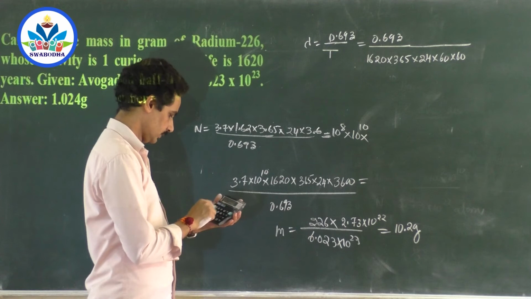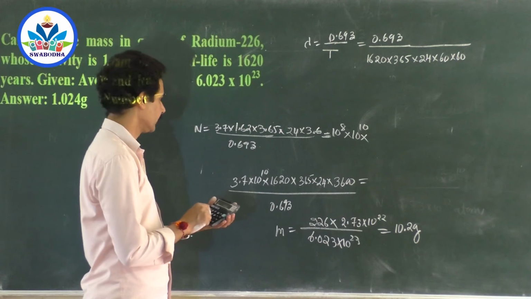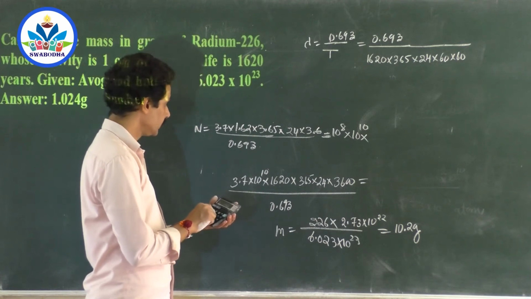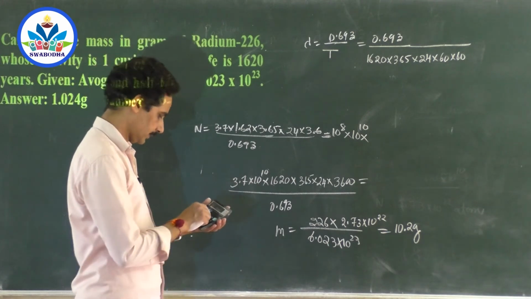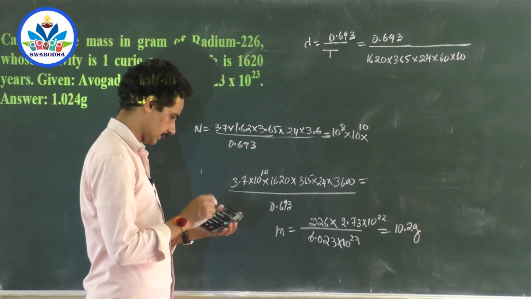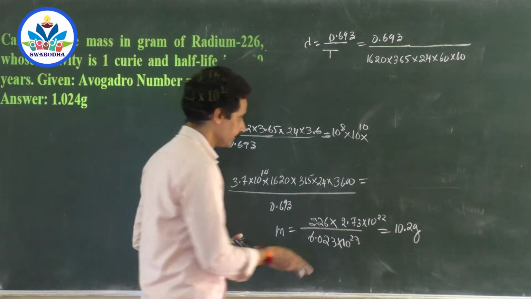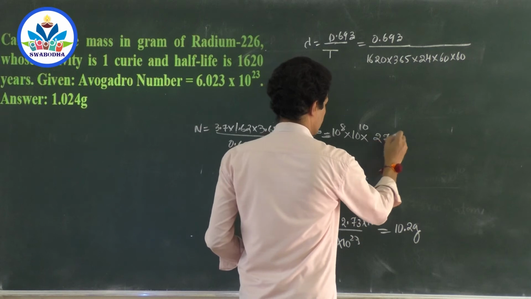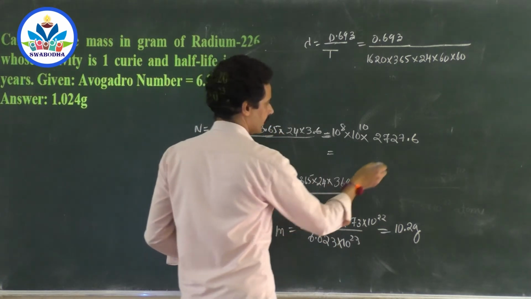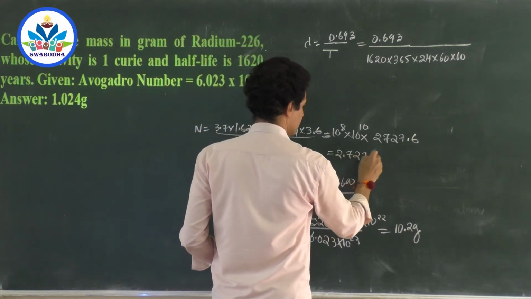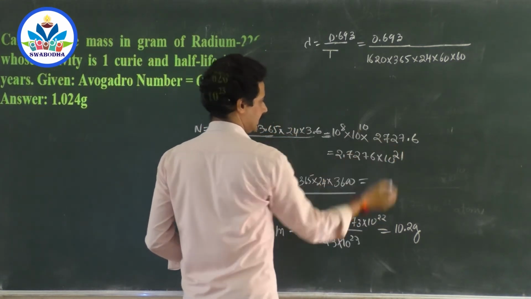Now you calculate this. 3.7 into 1.62 into 3.65 into 24 into 3.6, 1890, divided by 0.693, is equal to 2727.6. 2727.6 into 10 to the power 18, so if I bring it here, 2.7276 into 10 to the power 21, because 3 places here and this 18, 21.